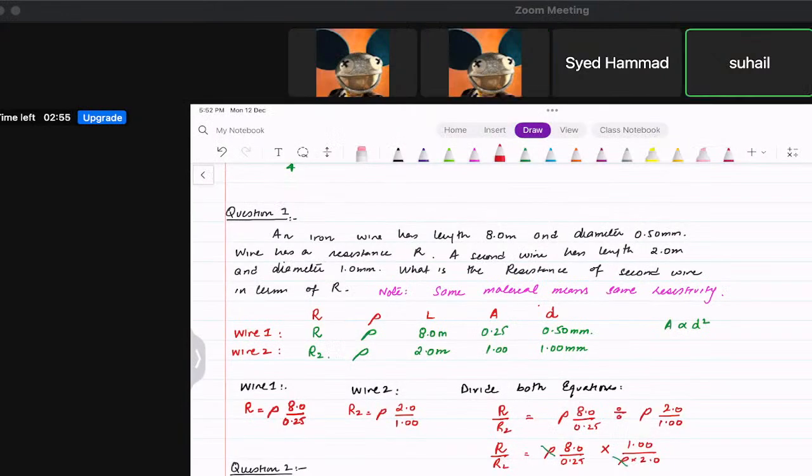Sir, if we find the area by using the formula pi r square, will we get the same answer? No, but what is the use? Pi will cancel out, so you don't have to use it anyway. So ultimately, we could say that the answer would be R2 will be R over 16, and that's what you needed to find.